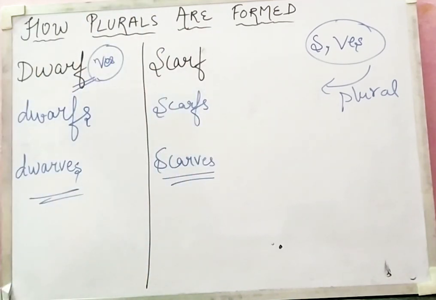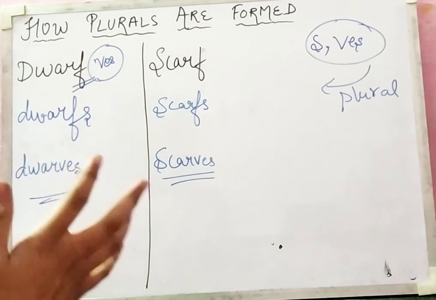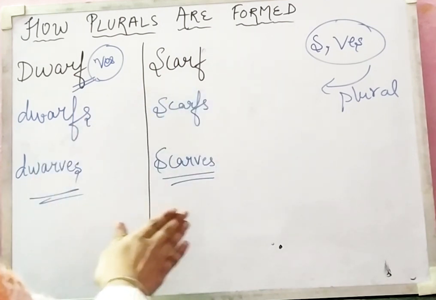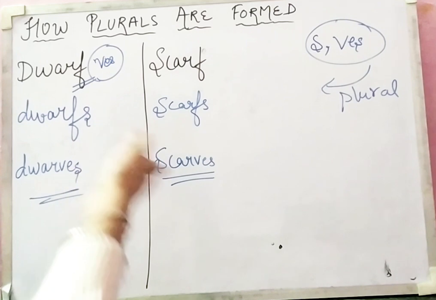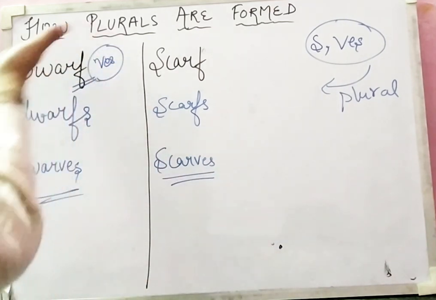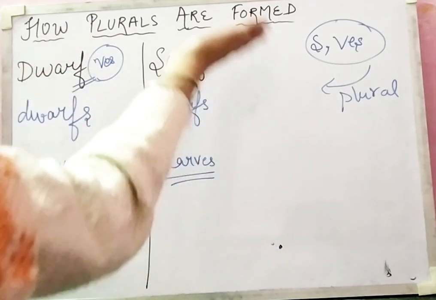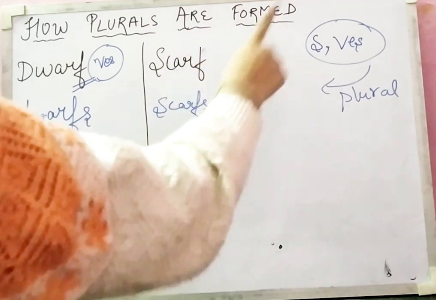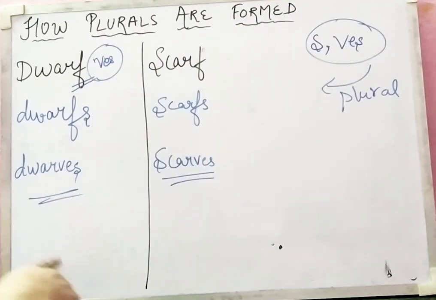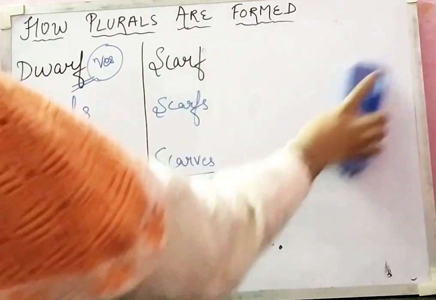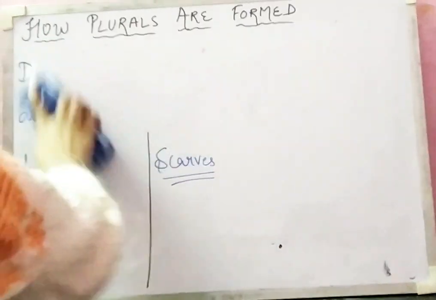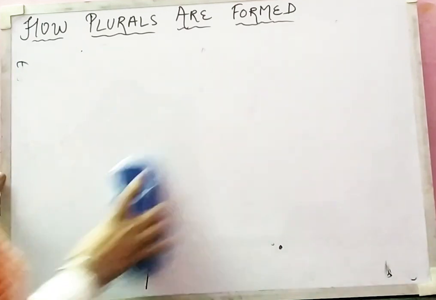Now we can take one more example. In this another concept is there. These are not the ways to form plural, but these are some concepts that you should know. So I think this much is clear, that we can add s to make it plural, and we can replace f and add ves to make it plural. Now we'll be doing the next concept, that is of this only.